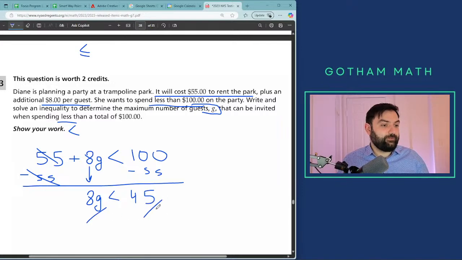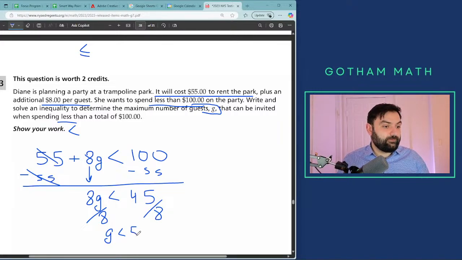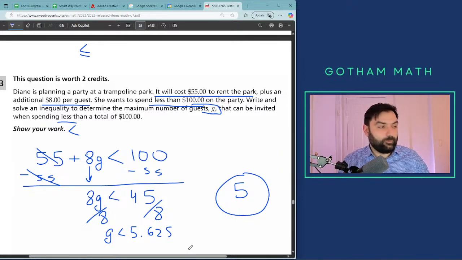Divide both sides by 8. We get G is less than 5.625, which means that for the maximum amount of guests, it's not going to be enough for the sixth person, right? So the maximum amount will be 5, and that will be the answer. All right, we're moving on for one more, at least.